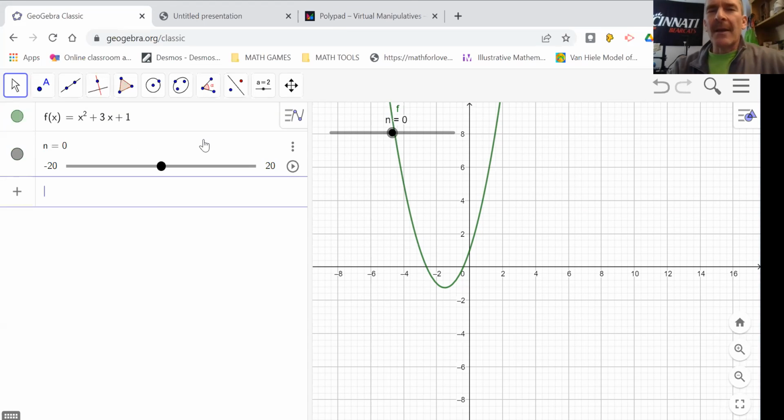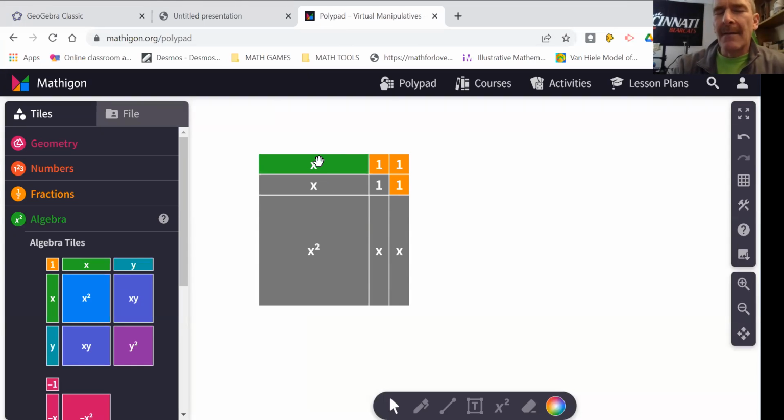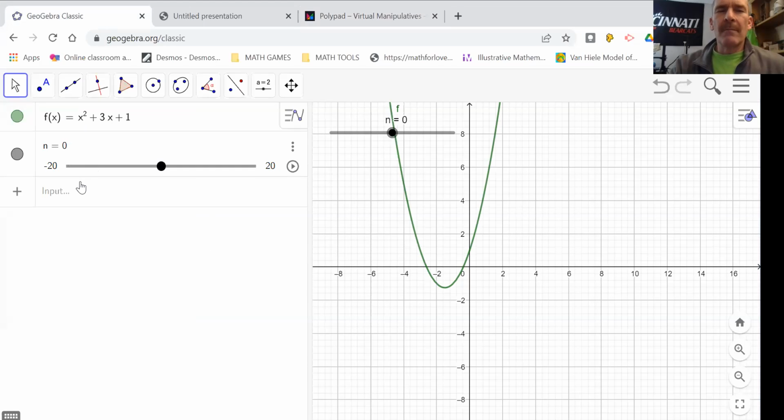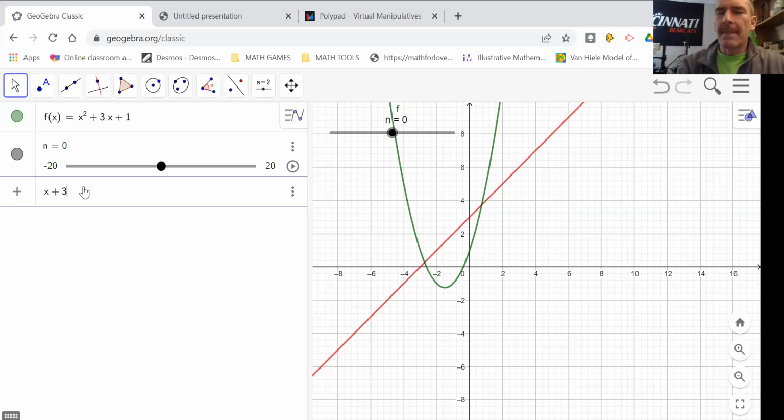What I'm interested in is, when I saw this on the Polypad, I can add an x plus 3, and that completes the square. So the first thing that went through my mind is, what if I graphed x plus 3? I wonder what would happen. So I graphed my original function that I started with, and then I graphed x plus 3. And that didn't do much for me. I don't see any patterns. Nothing seems to be sticking out there.